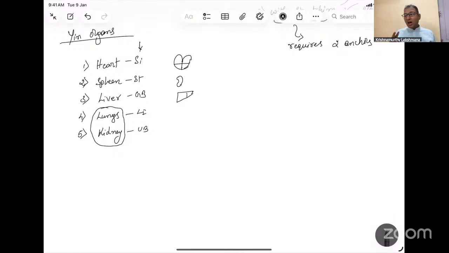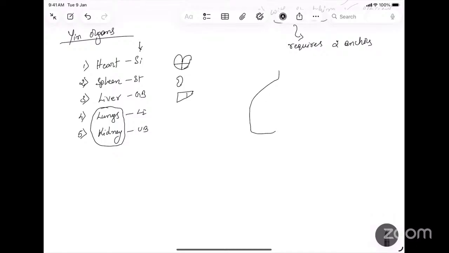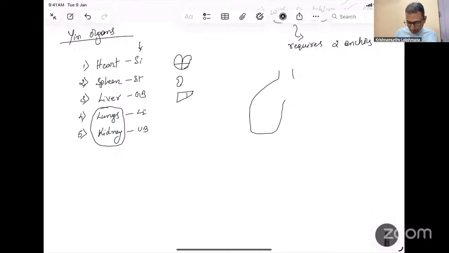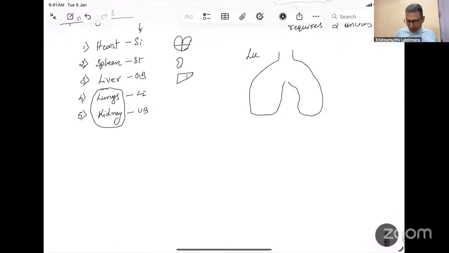Among all of these, only lungs and kidney are two separate lobes, left and right. So this is lungs, and we have kidney. We have two, left and right kidney. Yes, no? So these are the only two organs which have two separate functioning pieces.